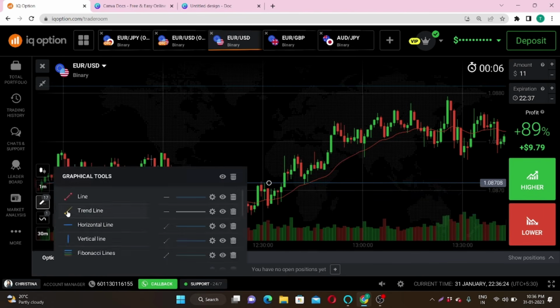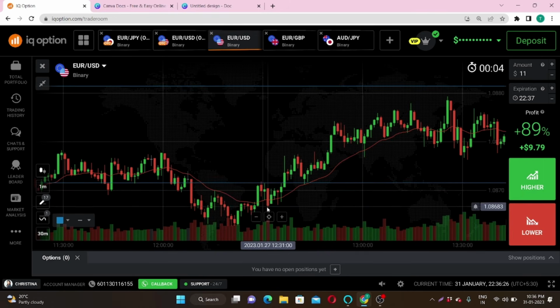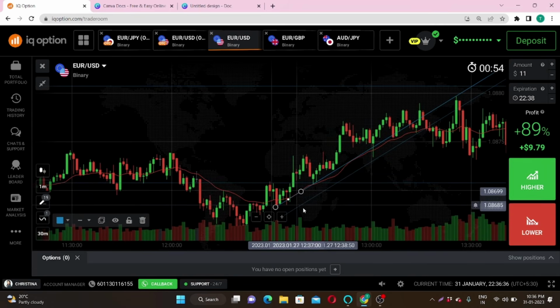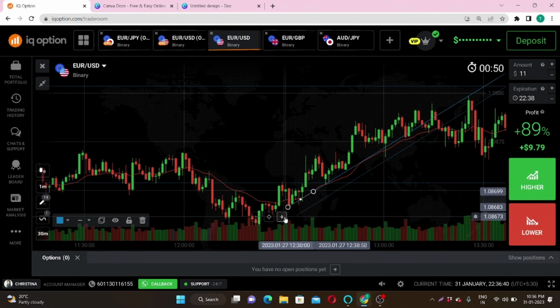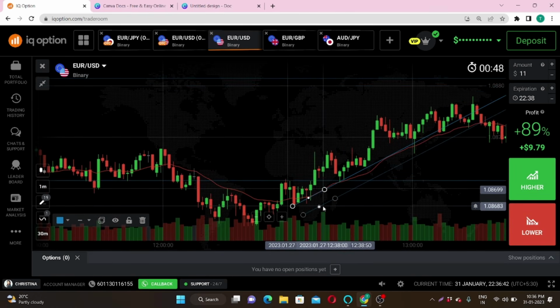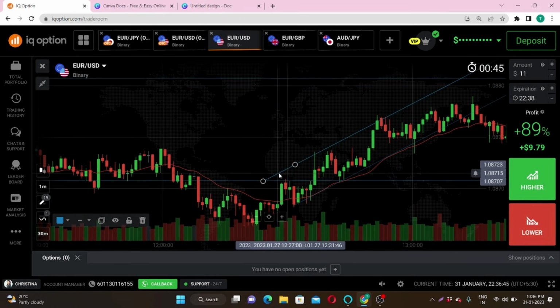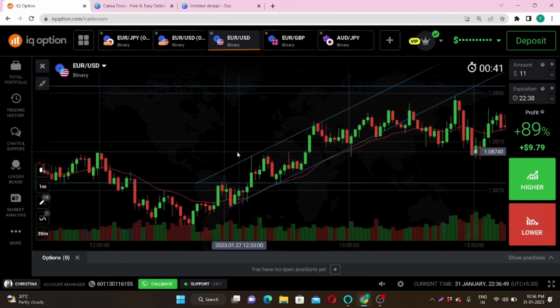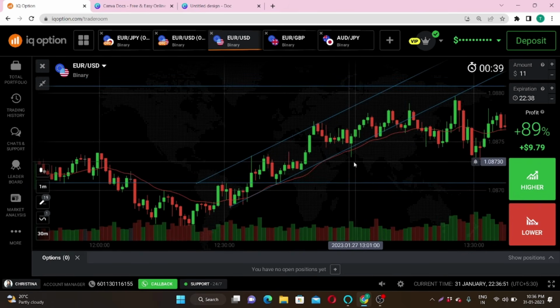I will just connect these two. Okay, I connected these two. I will take a clone of this and place it at the top. So I will take this clone of this one, the high level. Okay, so can you see, one touch, two touch. So the market is respecting here.